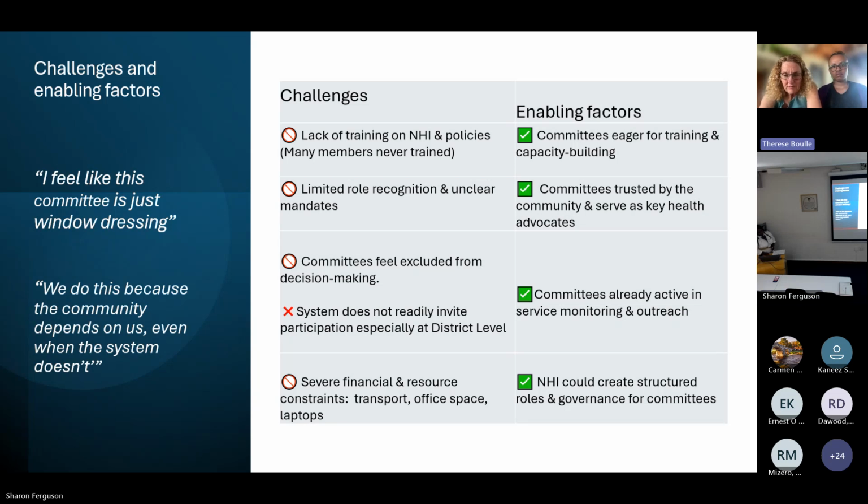There are strong enabling factors, however. Committees are eager for training. They want to build up their skills, their knowledge, and their capacity. They really are trusted by the community, and they serve as key health advocates. They're also very active in monitoring the service delivery, and what we felt is that the NHI could create structured roles and governance for these committees or for committees in the future.